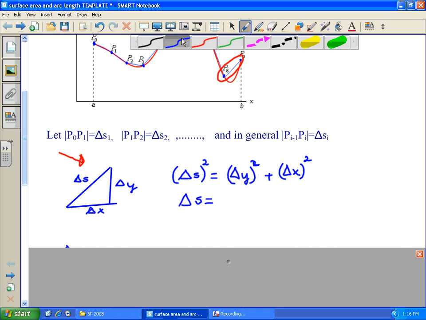And now to find delta s, what should I be doing? Take the square root of both sides. So delta s is the square root of, by the way, in your handouts you have some blanks, so you can fill those blanks out as we're filling these in. So delta s can be written as the square root of delta y squared plus delta x squared.